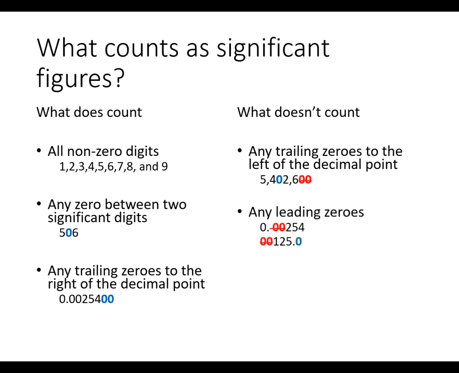Last one, any leading zeros are automatically insignificant. 0.00254, the 0.00, they are not significant. Or 00125.0, the leading two zeros are also insignificant. The zero after the decimal point is significant, but the leading zeros are not significant.